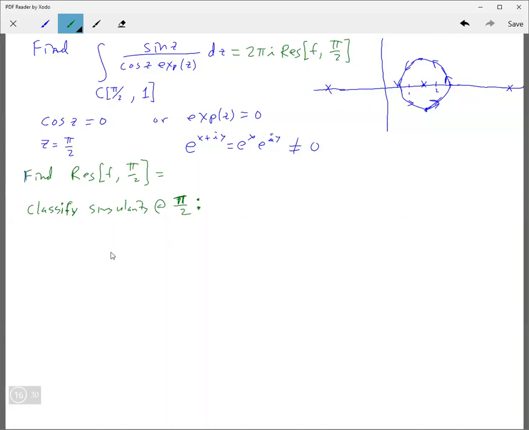Well, maybe it's not so. Maybe it's really tricky. So let's do this, okay? Cosine and sine. What's that? Singularities?